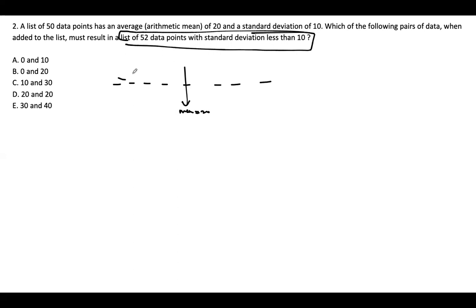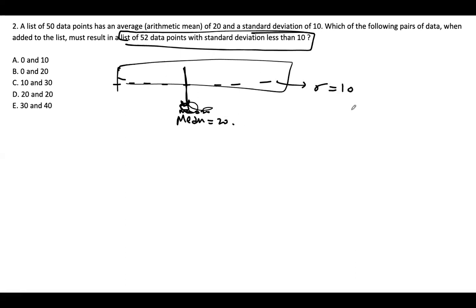A list of 50 data points has an average of 20 and a standard deviation of 10. All right. Let's say mean is 20, standard deviation of 10. Which of the following pairs of data, when added to the list, must result in a list of 52 data points with a standard deviation less than 10? Okay, let's say this list. I'm not saying that mean is here, I'm just writing that mean is 20, and it has a standard deviation equal to 10.